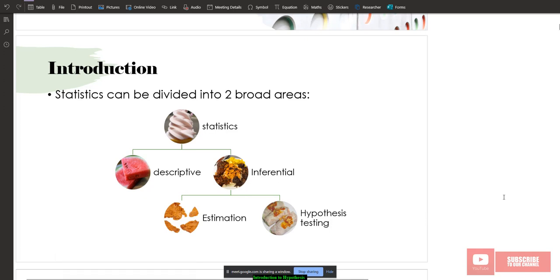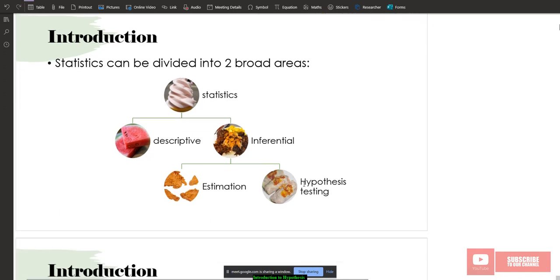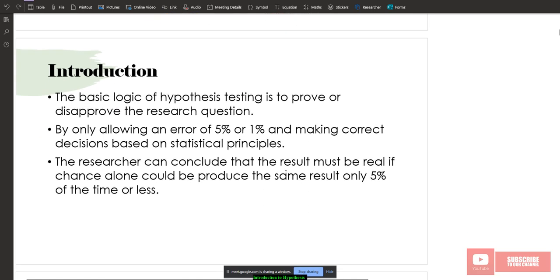So in this chapter, we are looking into hypothesis testing, still under inferential statistics. The basic logic of hypothesis testing is to prove or disprove a research question. So we want to approve or disapprove a research question. This is the logic of hypothesis testing.